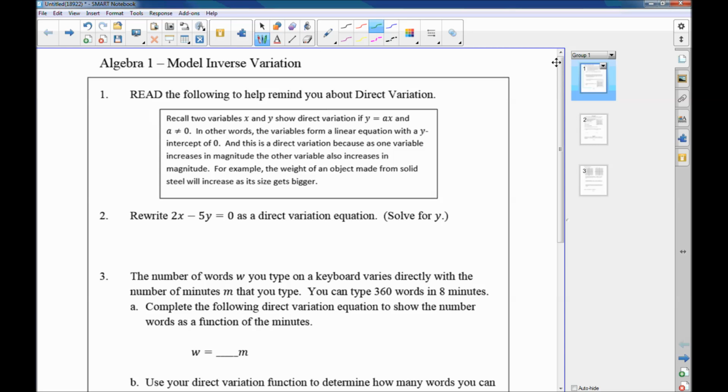Hello again, welcome to another lesson in Algebra 1. Today we're covering model inverse variation, which is section 12.1 in your book.